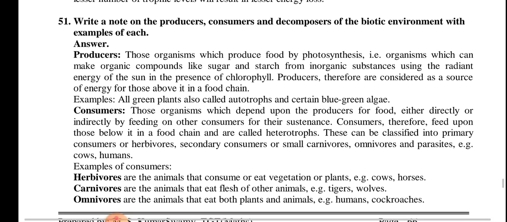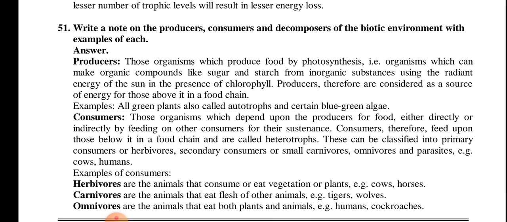Write a note on the producers, consumers and decomposers of the biotic environment with an example of each. Producers are those organisms which produce food by photosynthesis, that is, organisms which can make organic compounds like sugar and starch from inorganic substances using the radiant energy of the sun in the presence of chlorophyll. Producers therefore are considered a source of energy for those above them in a food chain. Examples: all green plants, also called autotrophs, and certain blue-green algae.